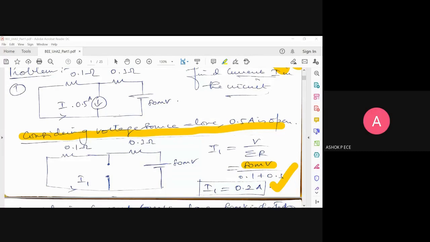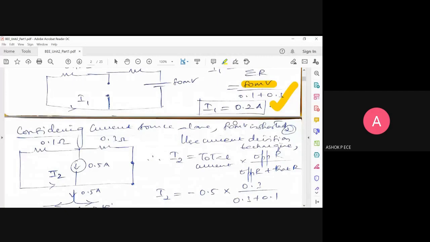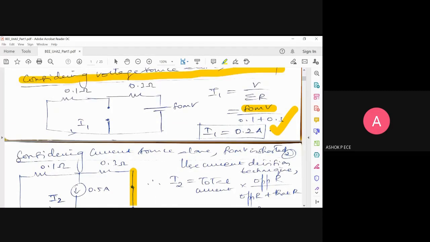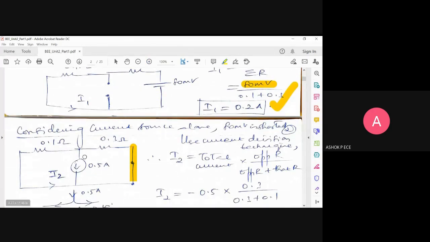Okay, fine. Now see the second case. Considering the current source alone, we are going to turn off the voltage source. So see here, the voltage source was here. I'm going to turn it off. Turning off the voltage source means equivalent to a short circuit. Short circuit means replace the voltage source by a wire. So when you replace the voltage source by a wire, the circuit becomes like this. So 0.1 ohms, 0.3 ohms, you have a short circuit, and a 0.5 amperes current source.